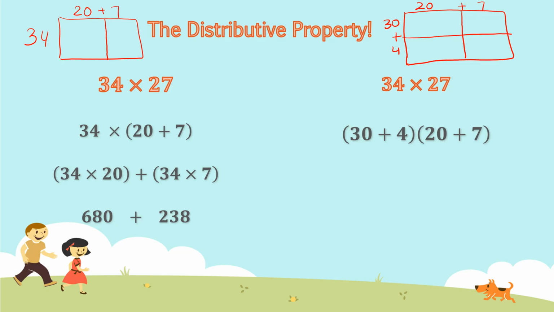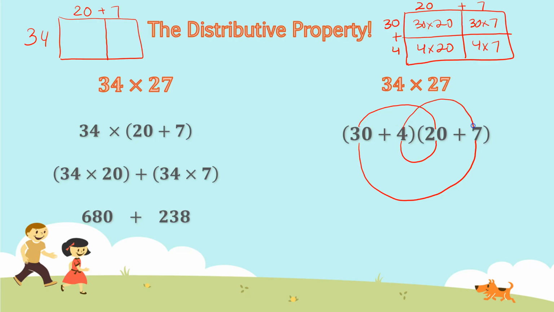So here it goes. First, we would have to take 30 times 20. And then we would have to take 30 times 7. And then we would take 4 times 20, and then 4 times 7, okay? And that is how the distributive property works.